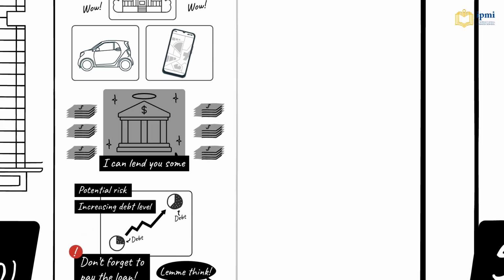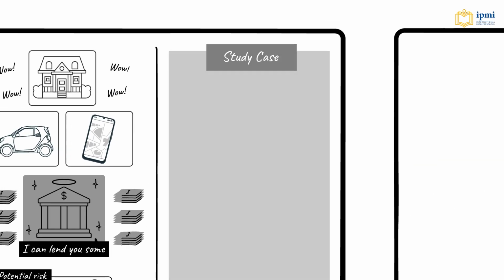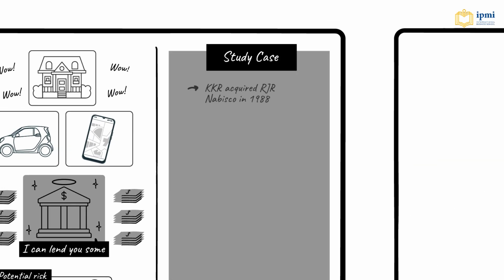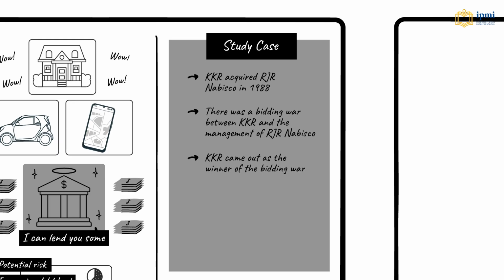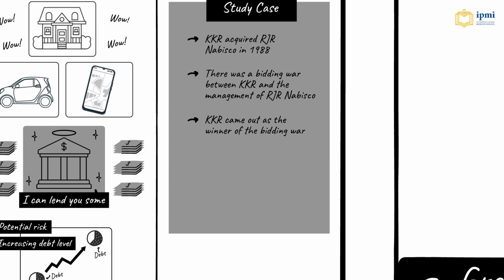One of the examples that happened in real life for this corporate event is when KKR did an LBO to acquire RJR Nabisco in 1988. Interestingly, before KKR acquired RJR Nabisco, there was a bidding war between RJR Nabisco's management team and KKR. The bidding war eventually came to an end with KKR winning.